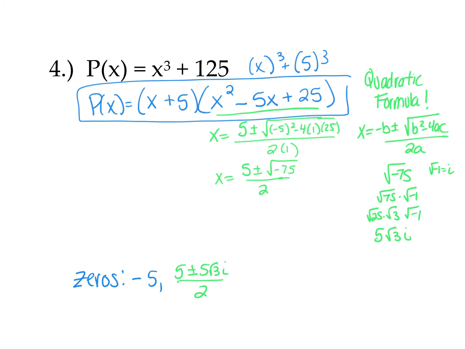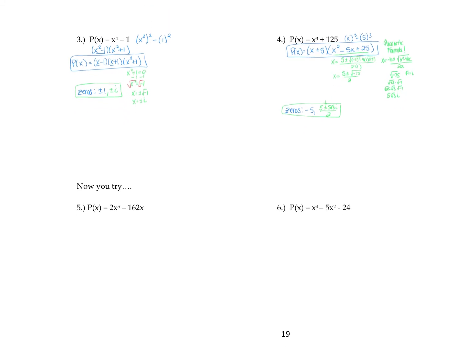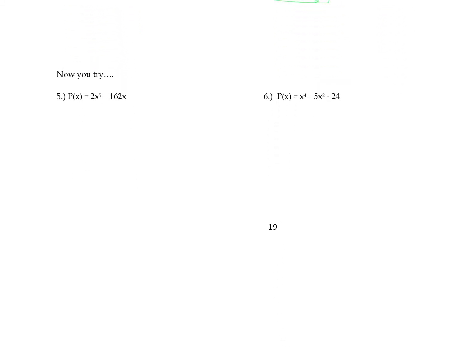And that gives me 3 zeros, 1 for the -5 and then 2 because of the plus or minus. So I know I have 3 zeros for my cubic polynomial. All right, so in 4, 5, and 6, I'd like you to try those. So pause the video now and give those a try. When you're ready, play the video.